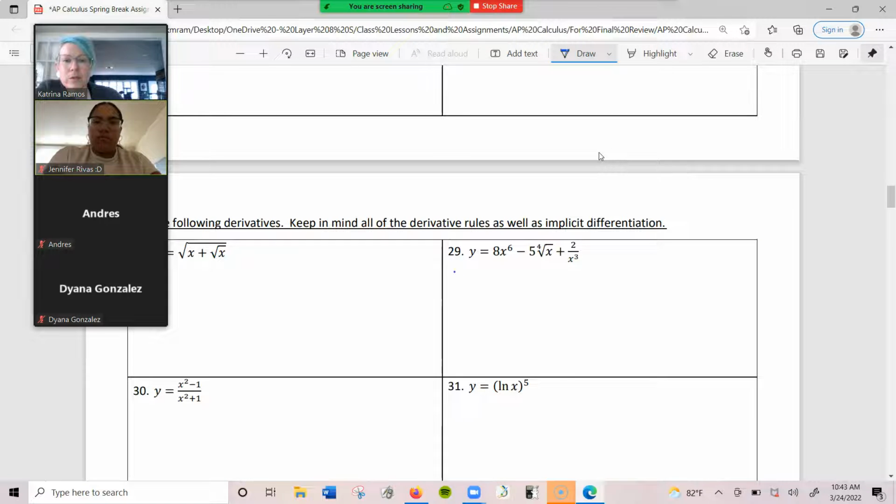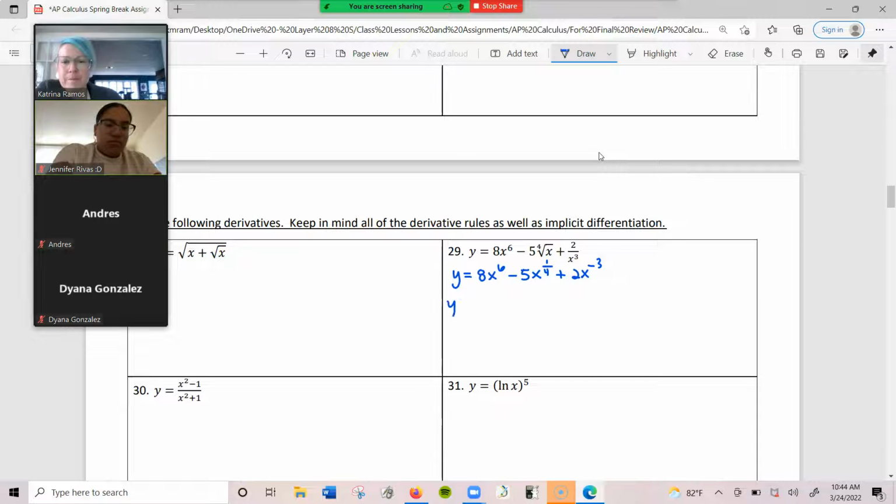So this is equivalent to y equals 8x to the 6 minus 5, and then this is x to the 1/4 plus 2, and then I'm going to bring this up, so this is going to be x to the negative 3. Okay, now we're ready to take the derivative.